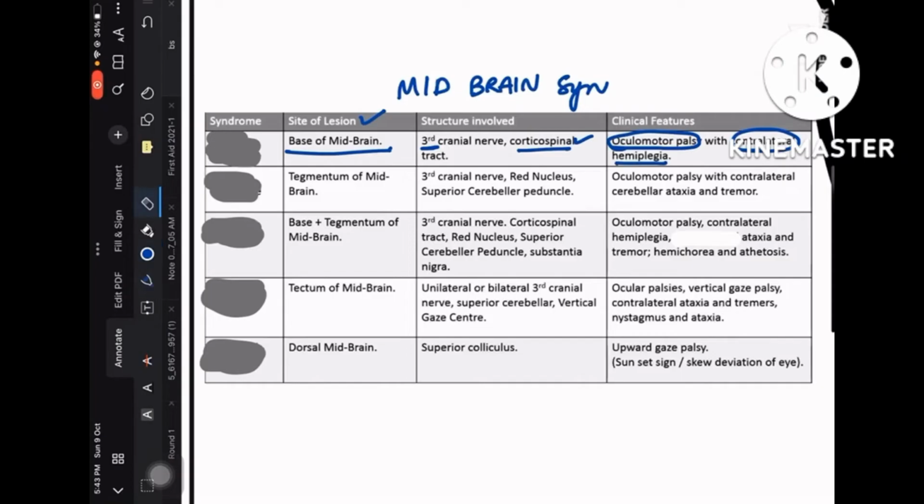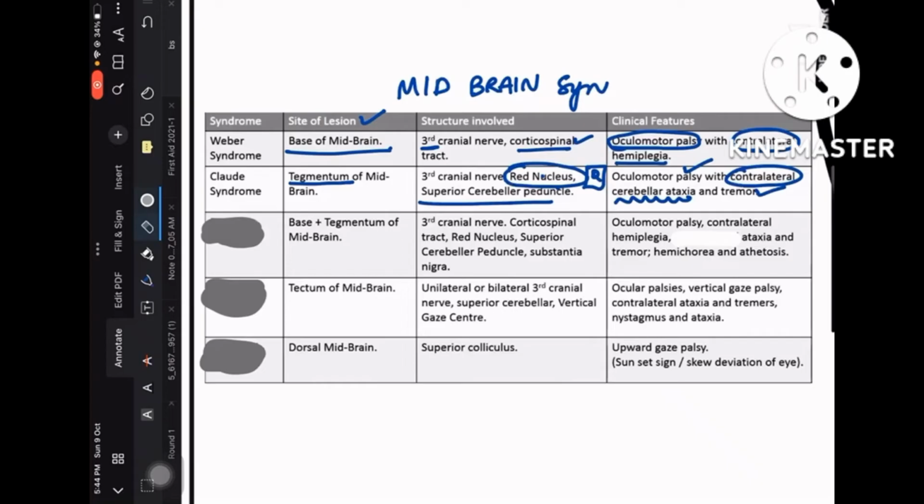So this must be Weber's syndrome, right? Yeah. Now coming to the next one, which is tegmentum of the midbrain. And third nerve nucleus and the red nucleus is involved. This is the clincher point. Superior cerebellar peduncle is also involved. So since the third nerve, it is oculomotor palsy. Since the red nucleus, it is tremor. And superior cerebellar peduncular fibers are involved, which cross the red nucleus. That's why contralateral cerebellar ataxia. So this must be Claude's syndrome.